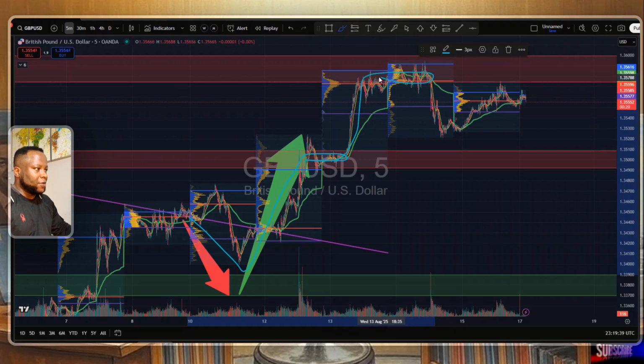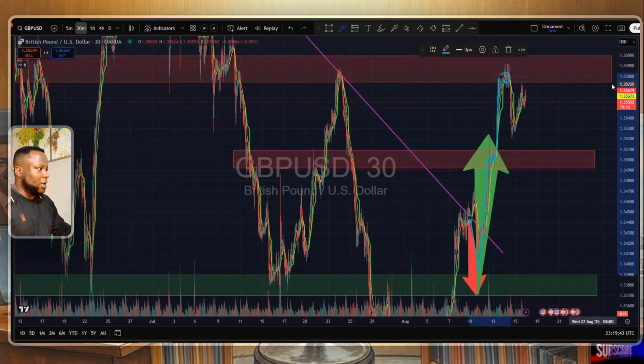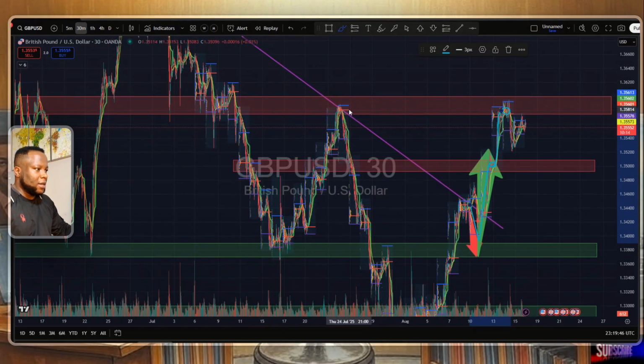This is the top resistance for this pair, because going back in the 30 minutes, you will see that price actually had a big dump from here. So looking at this right now, I don't think we're going to go above this area in the coming sessions, but that is it for the recap.